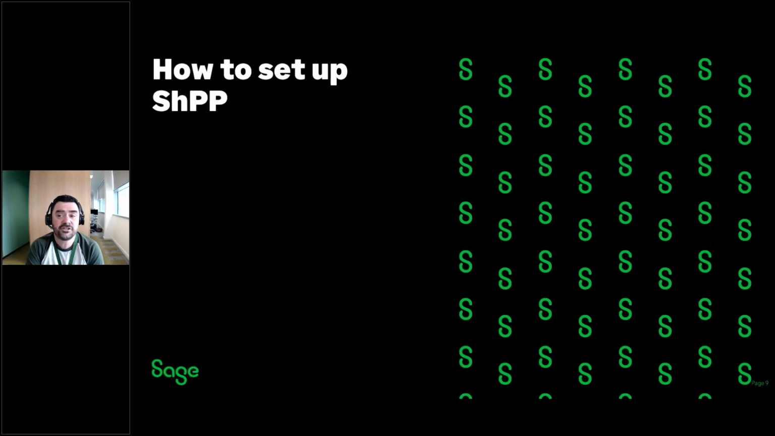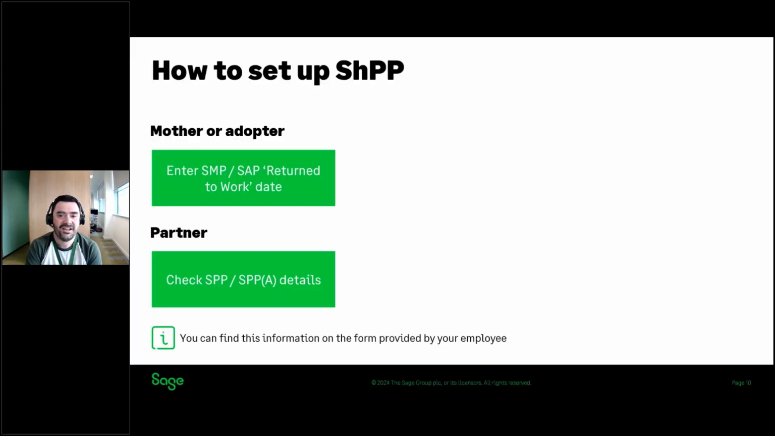So let's first take a look at the steps of setting up shared parental pay in Sage 50 Payroll. The way that you do this does slightly differ depending on whether it's for the mother or main adopter or the partner. So first thing you would need to do is to check that the original statutory payment details have been entered. And for the mother or adopter, you need to enter the return to work date. So that's the date after the maternity or adoption leave officially ends, the date from which they can take the shared parental leave. And then for the partner, you would just check that the statutory paternity pay details have been entered in the record.